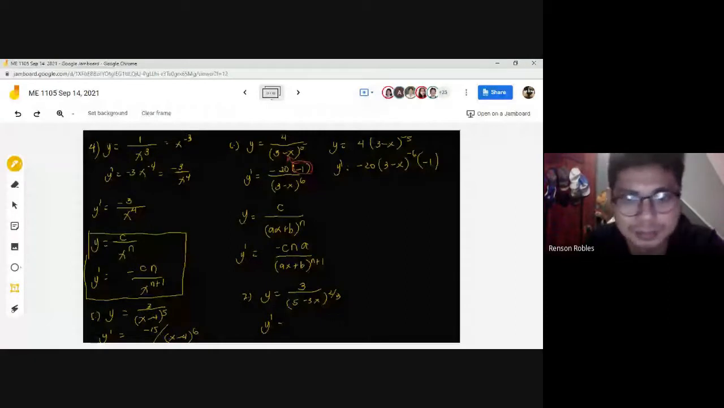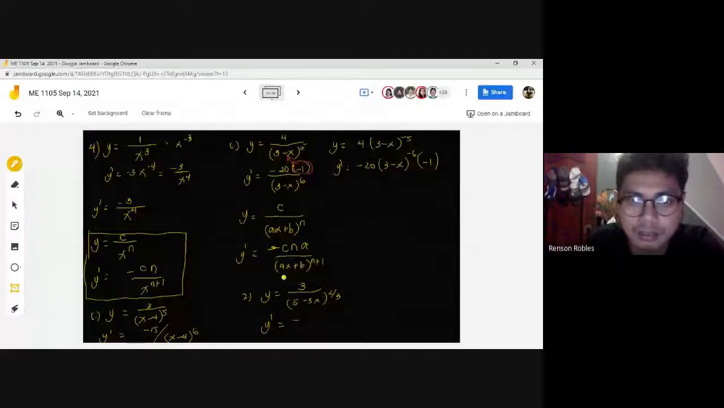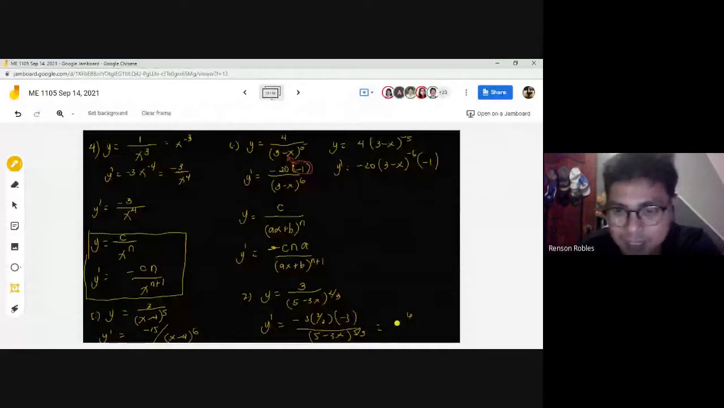So you have, what do you think happens here? So naka-default na yung minus from the formula. Itong formula na to. So may minus na agad doon. So your C is 3, N is 2/3, and then A is -3. All over 5 minus 3x, 2/3 plus 1 is 5/3. And then you have 6, all over 5 minus 3x raised to 5/3.